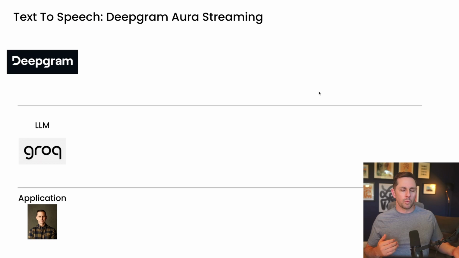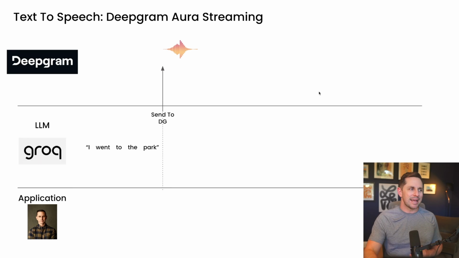So what we're going to do is get our response from Groq. Let's just say it says, I went to the park, and we're going to pass that entire thing up to Deepgram. Then they're going to start to do their processing. Now this is where the cool part of streaming comes in, because I want it to give me its data in chunks one at a time, because I really care about the time to first data. I don't want to wait till it's done all its processing just to get my first data here.